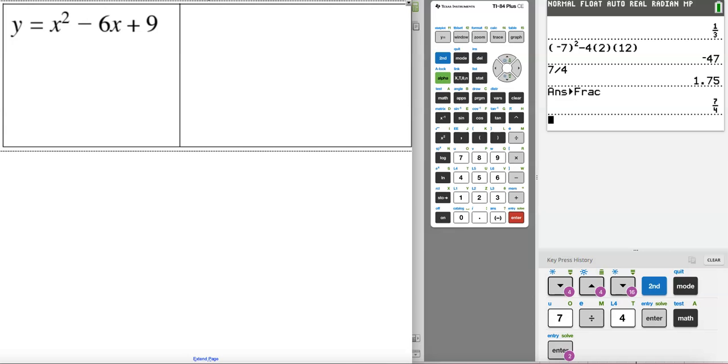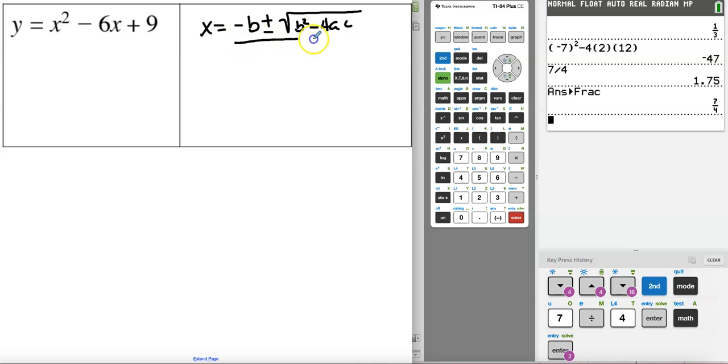Alright, so let's look at one more example here. So still using the quadratic formula. So we got quadratic formula, x is equal to negative b plus or minus the square root of b squared minus 4ac, all divided by 2a. And so here, this is basically done for us. We're solving for x, so therefore we have to set y to 0. So I'm just going to make y equals 0.